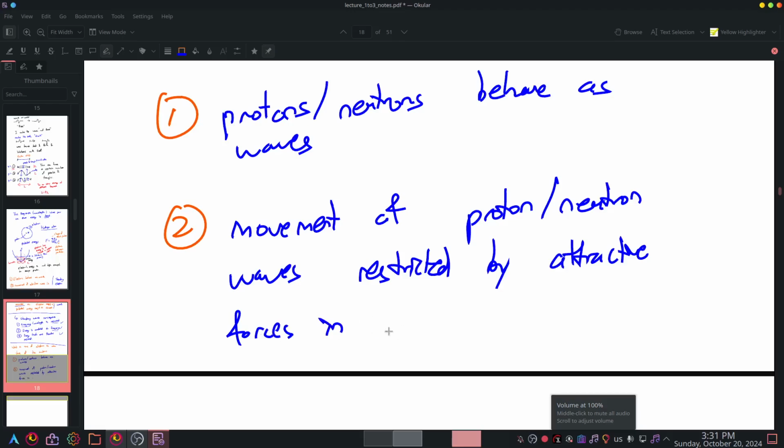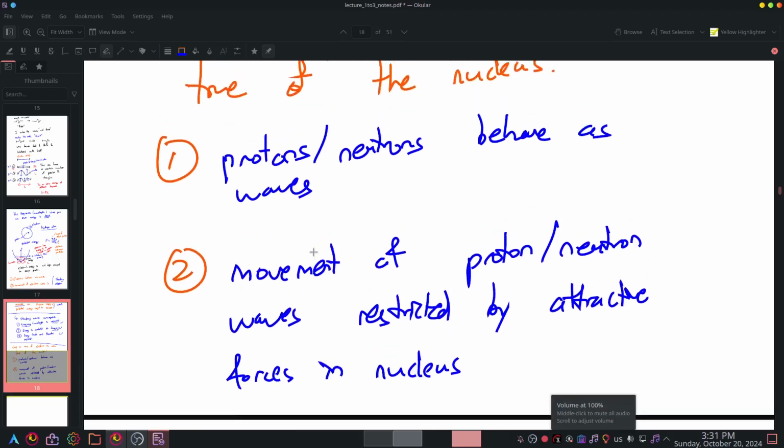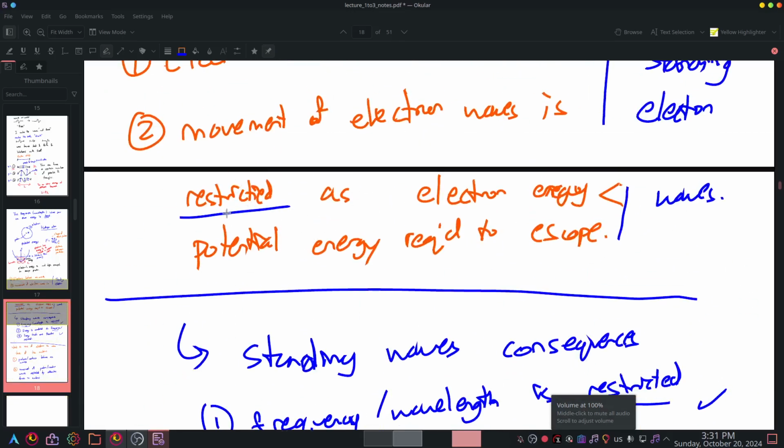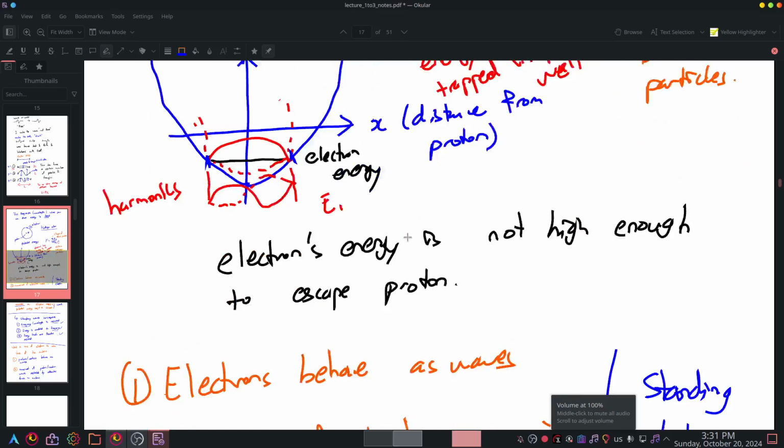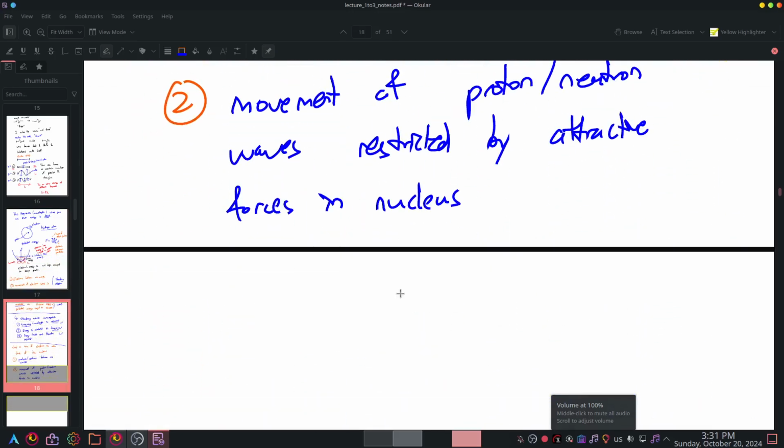Earlier we saw that the attractive force between the proton and electron creates an energy barrier, so to speak, that prevents the electron from just flying off. The same applies in the nucleus, except instead of electrostatic force, we have what we call the strong nuclear force.